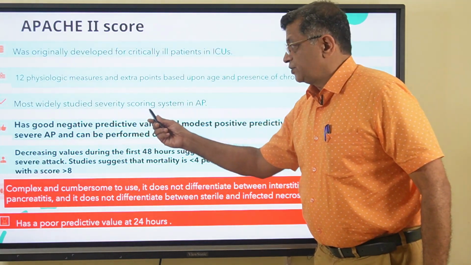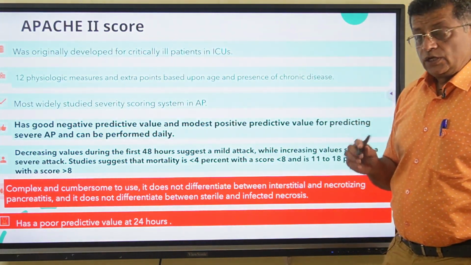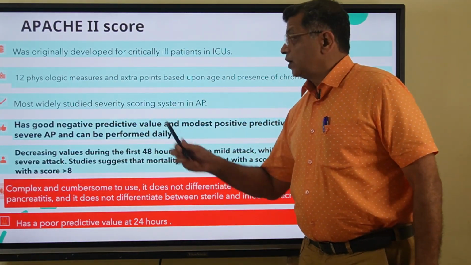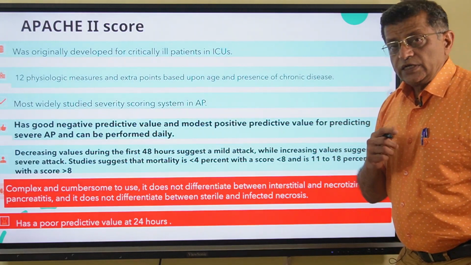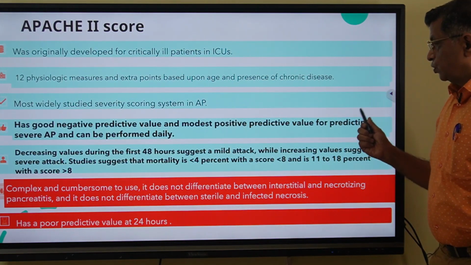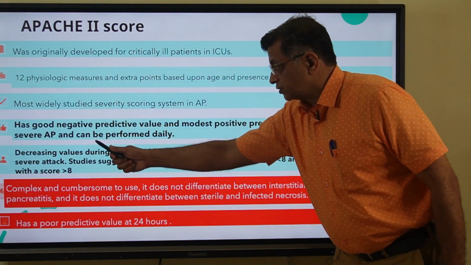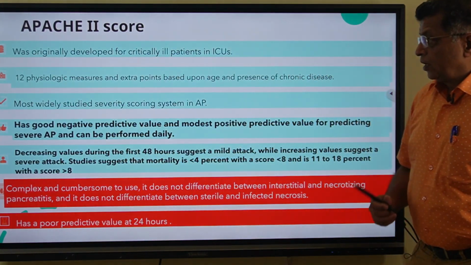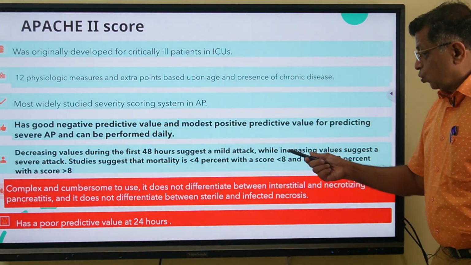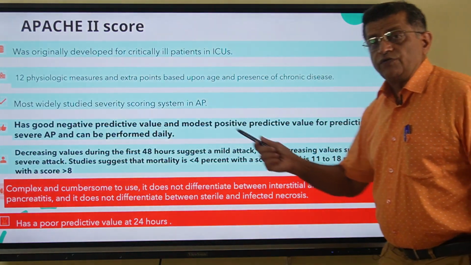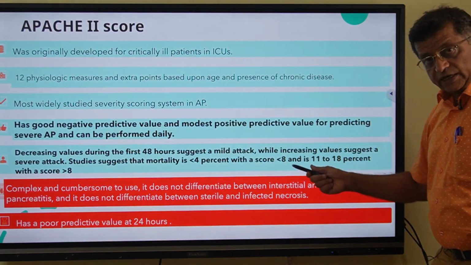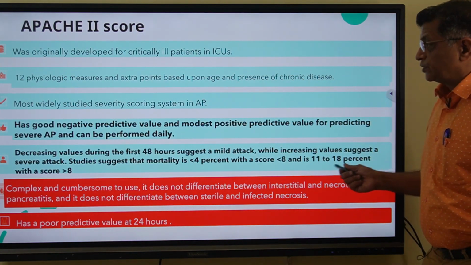It is the most widely studied severity scoring system in acute pancreatitis, and still the most widely used. What are the advantages? It has good negative predictive value and modest positive predictive value for predicting severe acute pancreatitis, and can be performed daily. Decreasing values during the first 48 hours suggest a mild attack, while increasing values suggest a severe attack. Studies suggest that mortality is less than 4% with a score less than 8, and is 11 to 18% with a score more than 8.